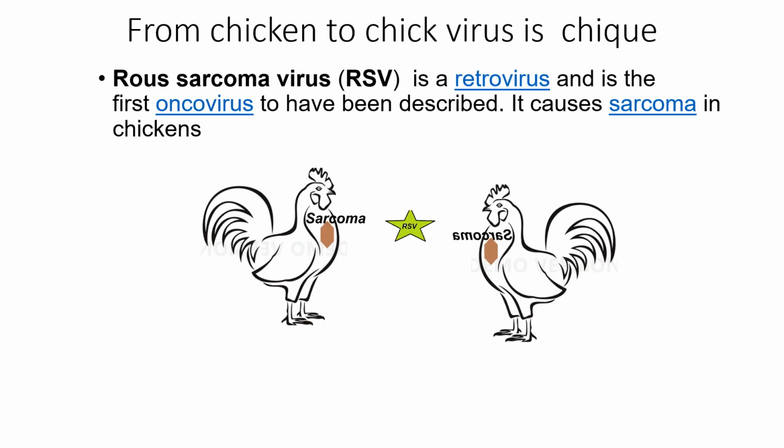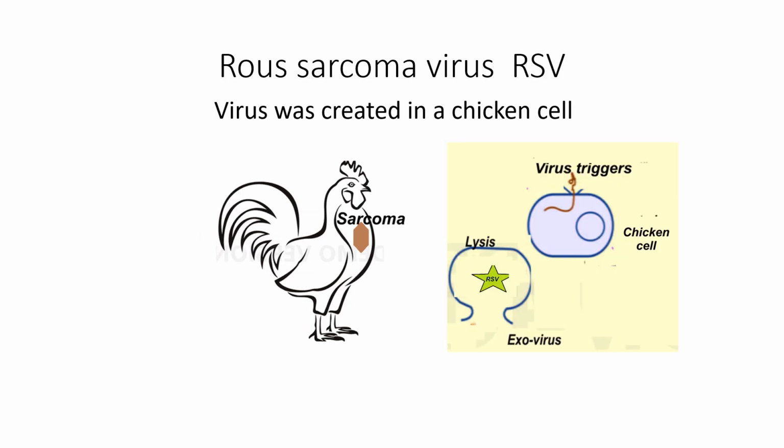Rous sarcoma virus, RSV, is a retrovirus and is the first oncovirus to have been described. It causes sarcoma in chicken. So here you have a chicken which carries a sarcoma, and its cells produce the virus. The virus gets into the environment and infects a healthy chicken, and this healthy chicken creates a sarcoma. So what happens?